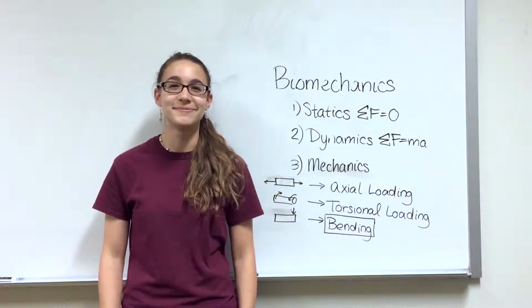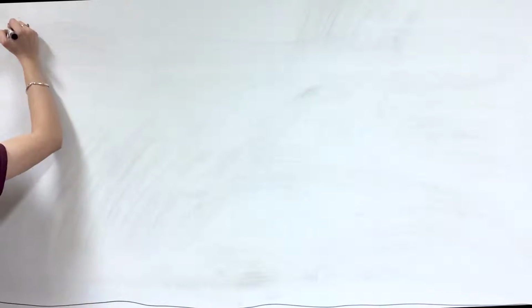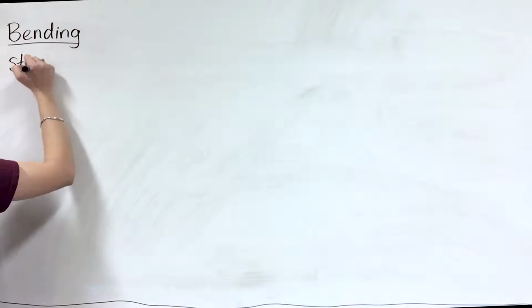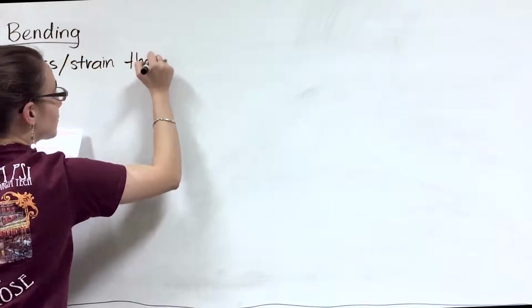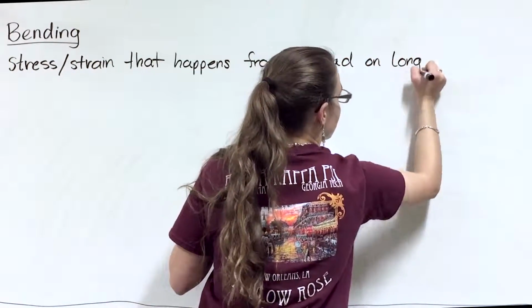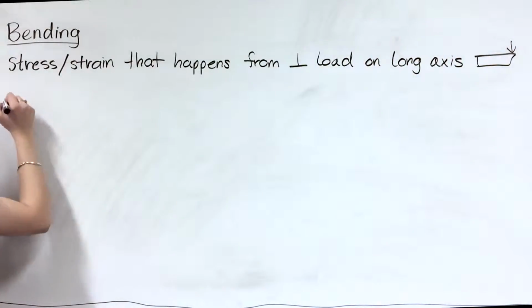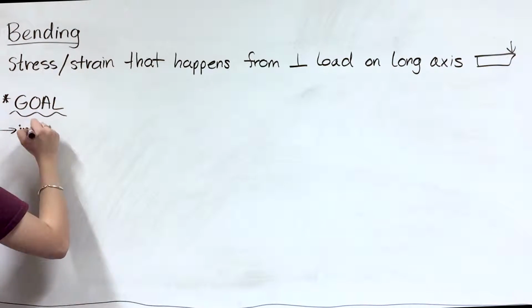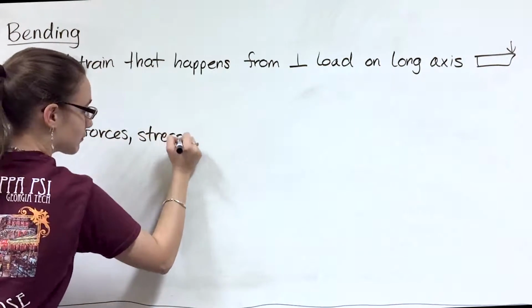So let's get started. Bending is the stress and strain that happens from a load perpendicular to the long axis. The goal with bending is to find the internal forces acting on an object, the stress, the strain, and the deformation. The first thing we're going to look at are the internal forces. There are two main internal forces we'll look at.